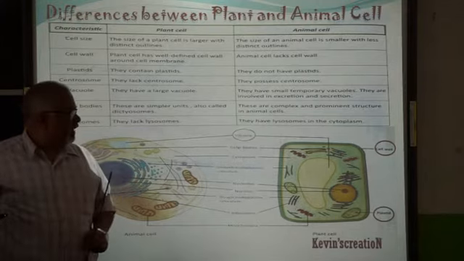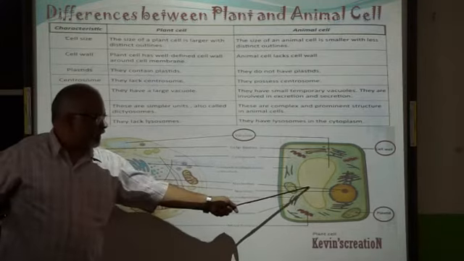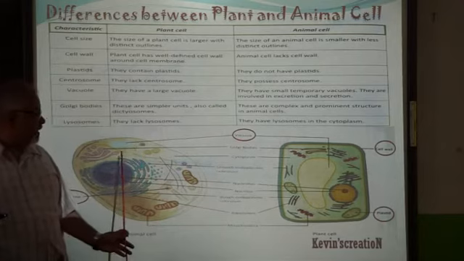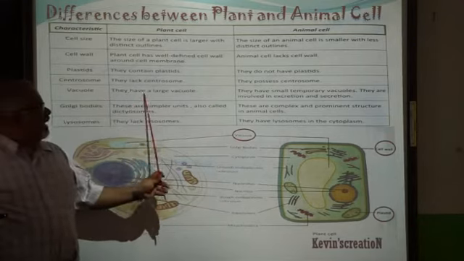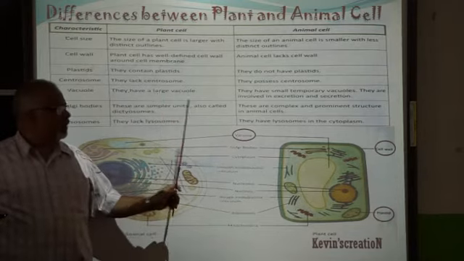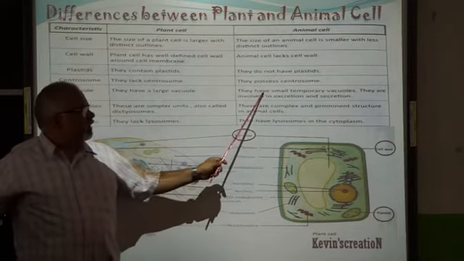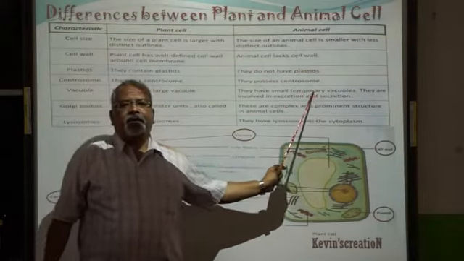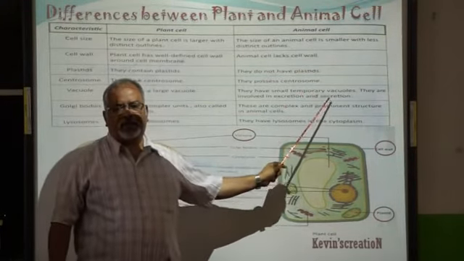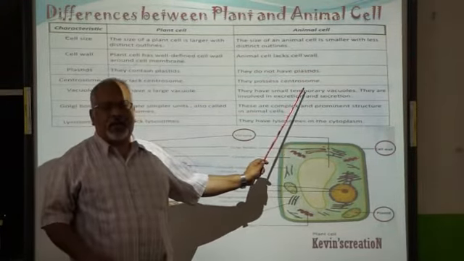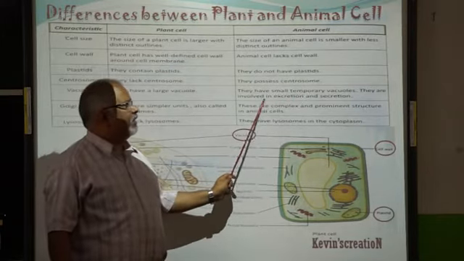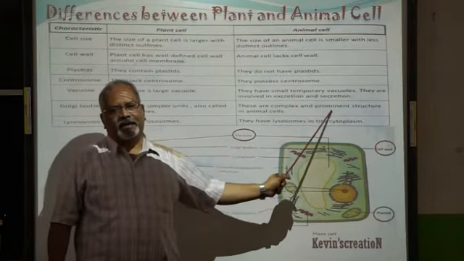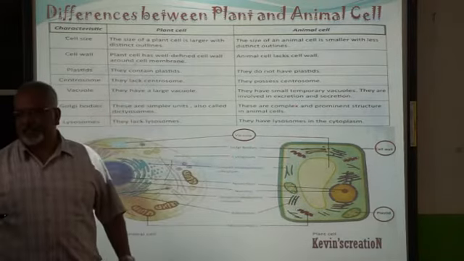Vacuole, this already we have done. Plant cells have a large vacuole, a single vacuole which is large. Here in animal cells they have small temporary vacuoles. That means either they don't have, or if they have, it is small and temporary. They are involved in excretion and secretion in the cell.